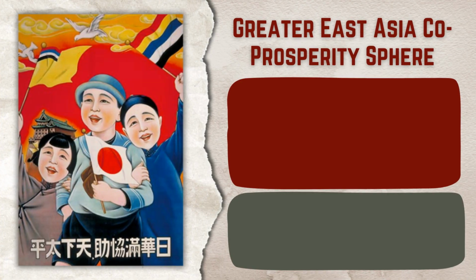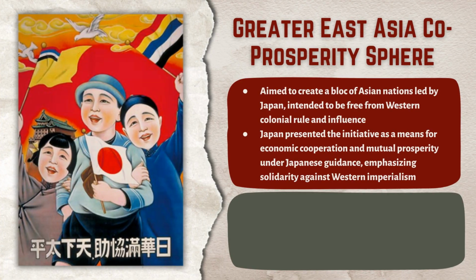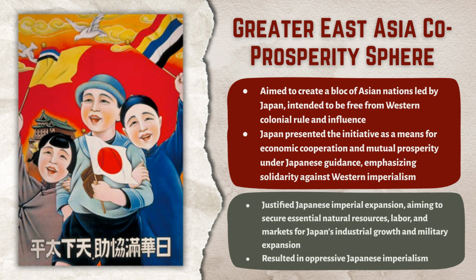Japan justified its expansion through the idea of the Greater East Asia Co-Prosperity Sphere. This concept was presented as a system in which Asian nations would work together for mutual benefit and free themselves from Western imperial control. Japan positioned itself as the leader of this movement, claiming it would guide the region toward economic cooperation and shared prosperity. However, the reality was very different from this idealized vision.